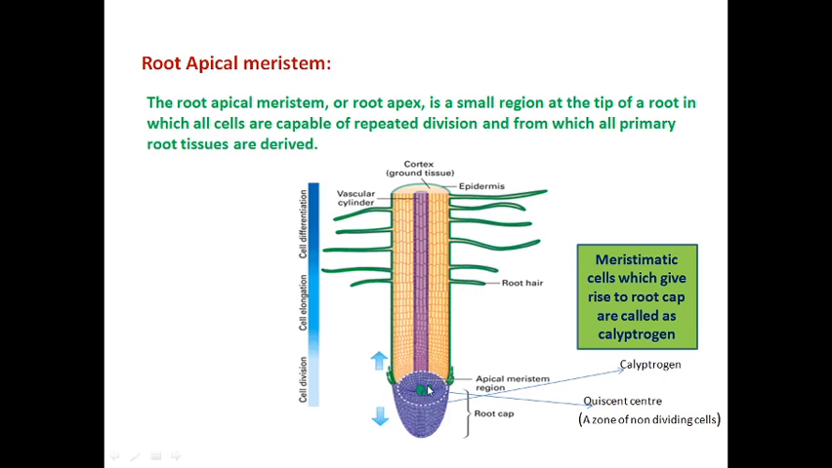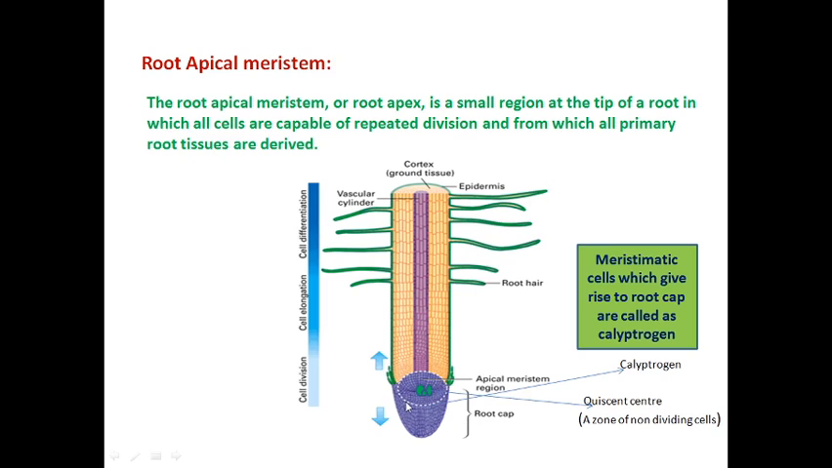And what happens in the center? The cells which I have shown in green are also capable of division, but they don't divide. They stay dormant. They stay inactive, you can say, and may divide under some circumstances when required. And this zone is called the quiescent zone or quiescent center. Or you can say a zone of non-dividing cells.